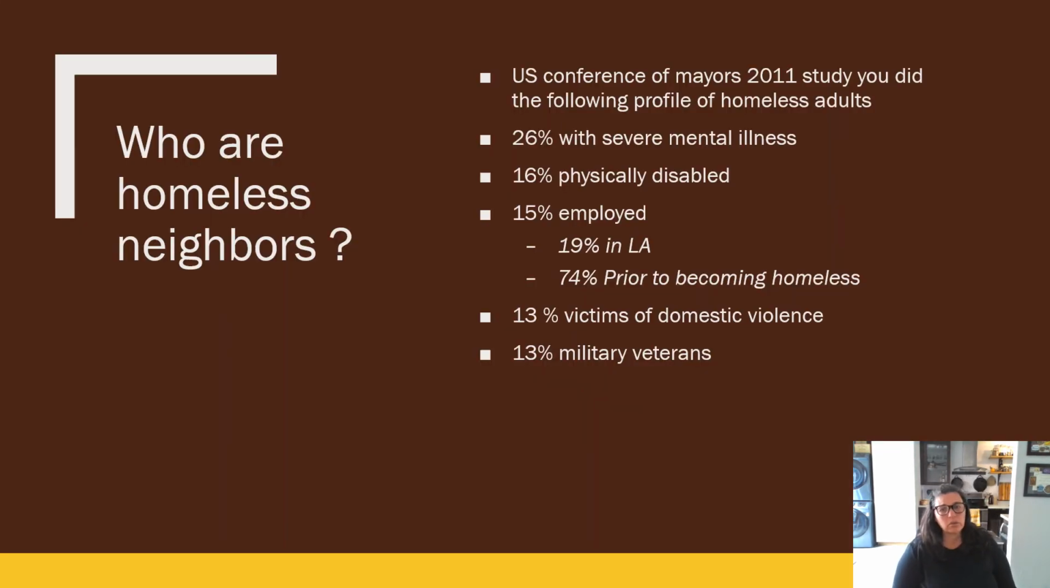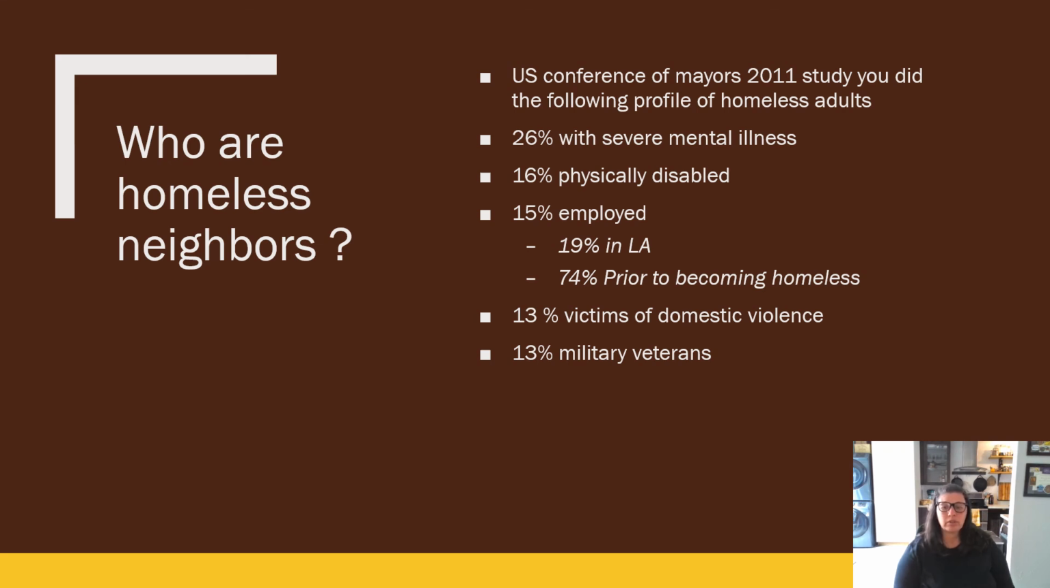So who are our homeless neighbors? When we talk about who's homeless, in the 1980s, Reagan defunded mental health institutions. And so a lot of people who lived in hospitals or who needed chronic, long-term care lost their care and became homeless. And so today we still see high rates of people who are homeless that have mental illnesses. The book says 26% of people who are homeless have a mental illness.